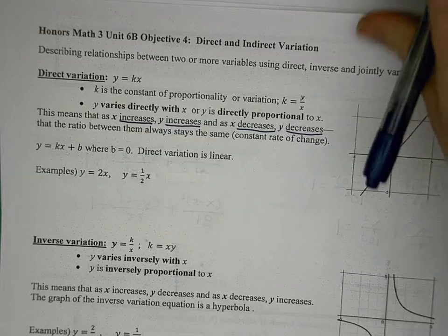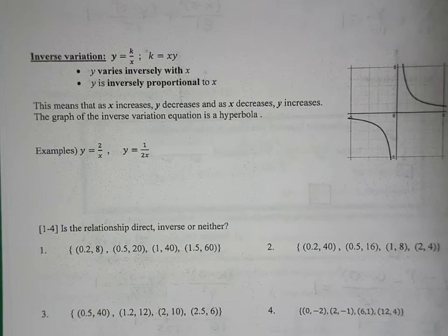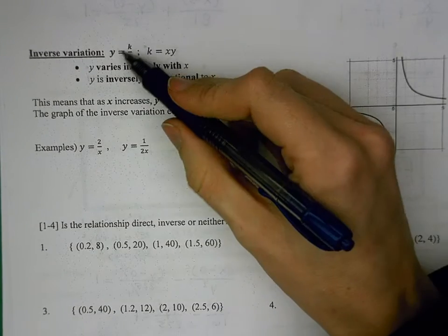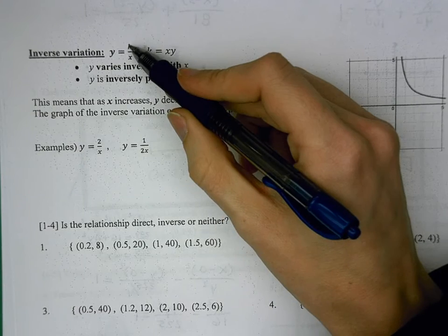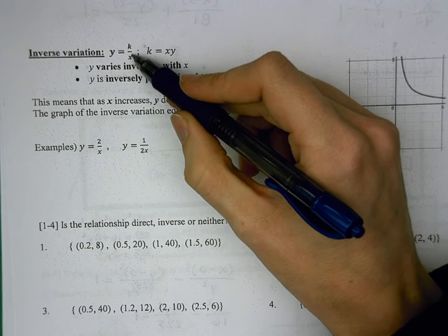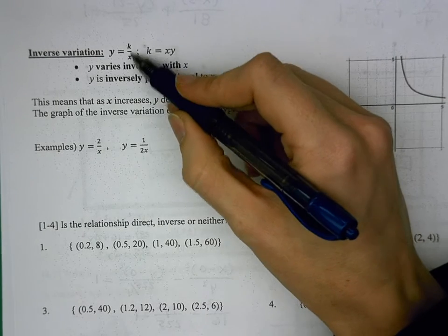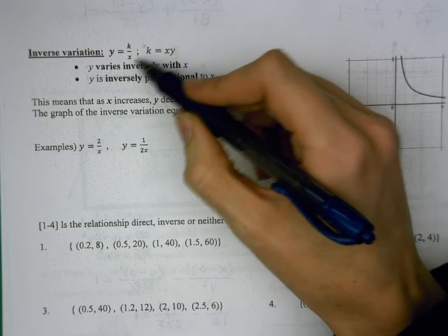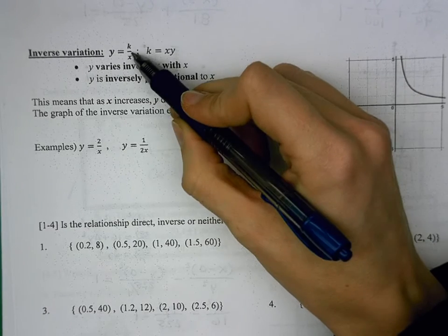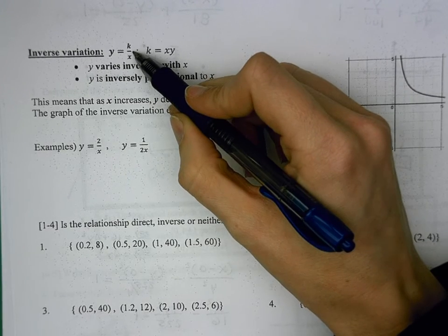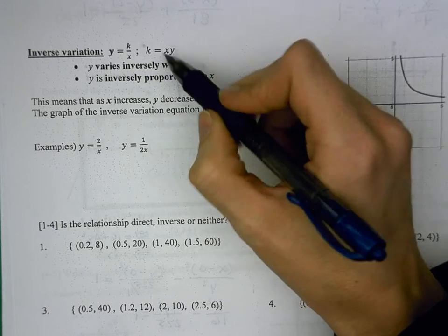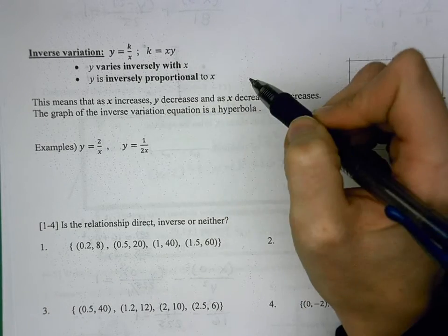And then we've got our inverse variation. Inverse variation has a similar looking equation, but it's y equals k over x. That divided by is your sign for inverse, or one of your signs for inverse, when it's k divided by the variable, k divided by x. And again, you could solve for k by multiplying the x to the other side, and you'd have k equals xy.